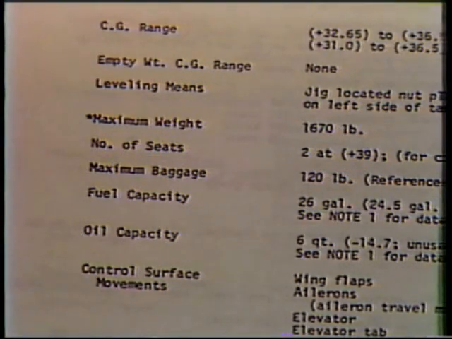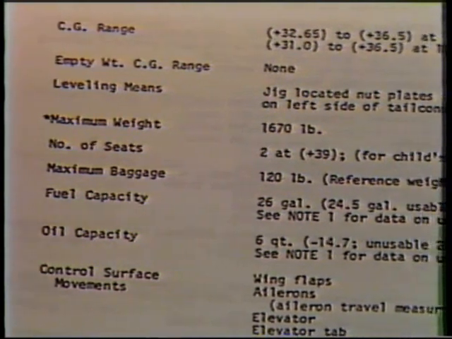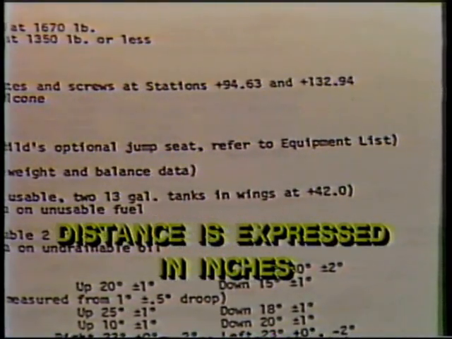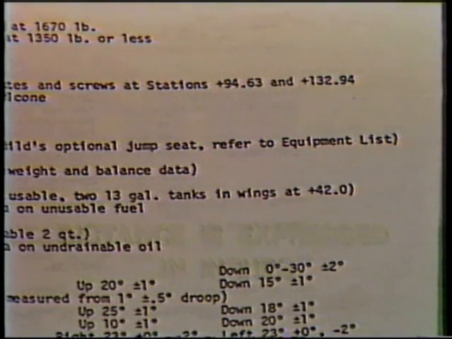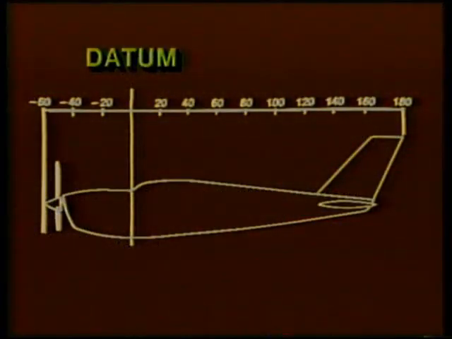Each piece of equipment, each compartment, and the point at which all of the weight of the aircraft is concentrated, the center of gravity, are all located at a specified distance from the datum. These distances are expressed in inches and are shown in the data sheets as station numbers. Station number 42 is 42 inches from the datum. Station numbers ahead of the datum are given a negative sign, and those aft of the datum are given a positive sign.